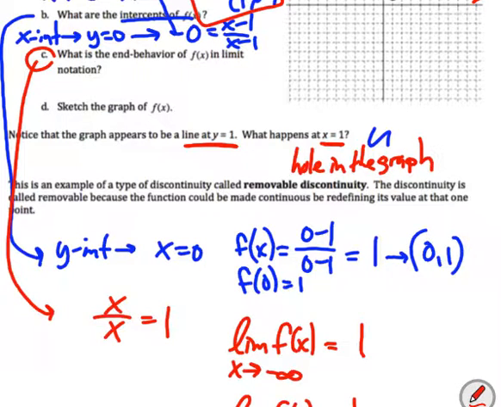Okay, and again, that's coming from that domain restriction from the denominator. We have a hole in the graph. This is what's called a removable discontinuity. We'll talk about a couple different kinds of discontinuities, this being one of them.